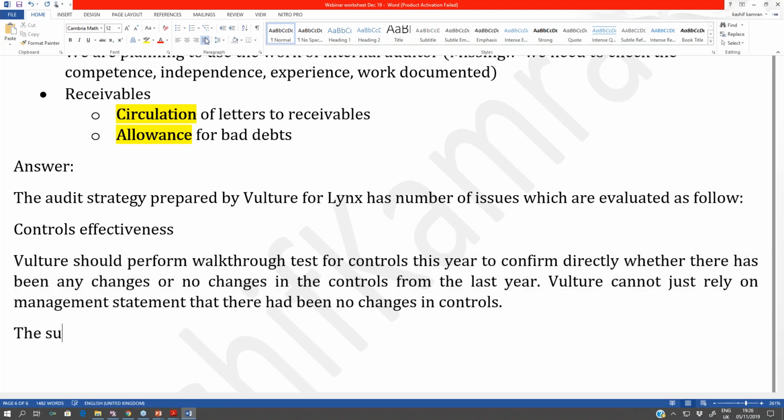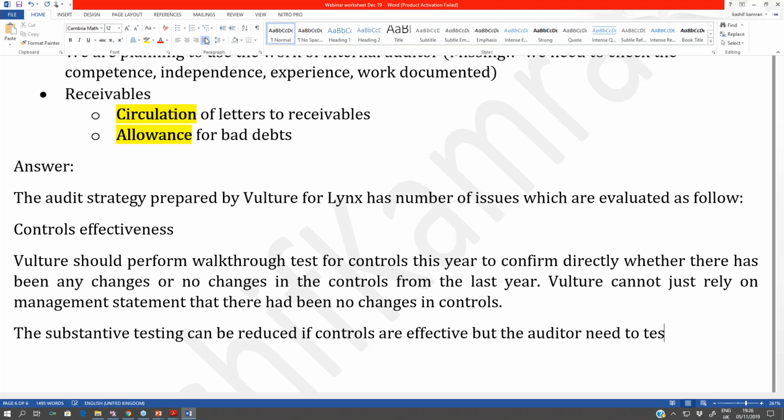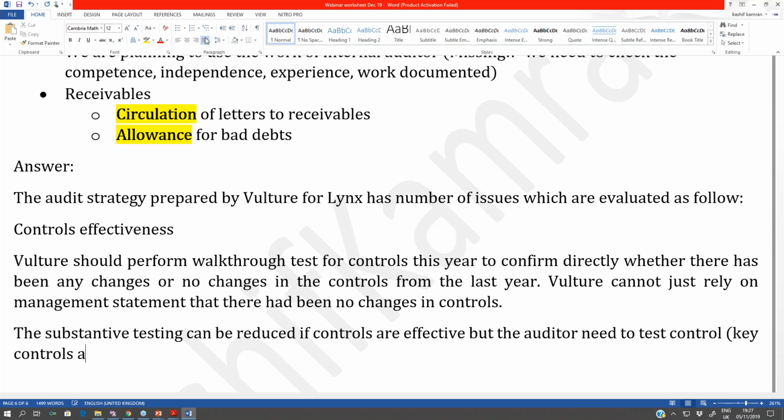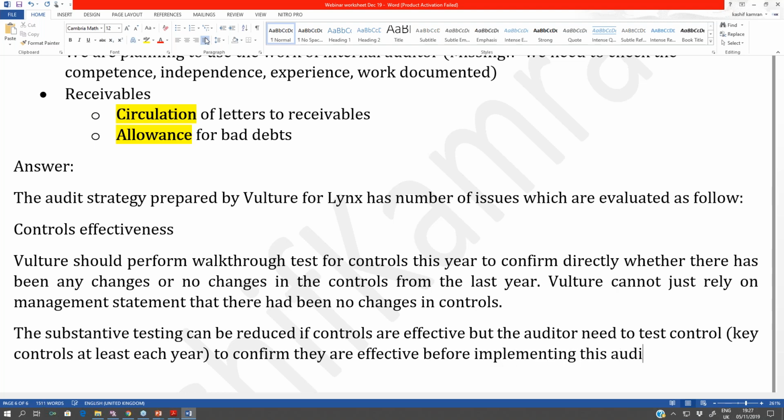the substantive testing can be reduced if controls are effective, but the auditor needs to test controls, key controls, at least each year to confirm they are effective before implementing this audit strategy.